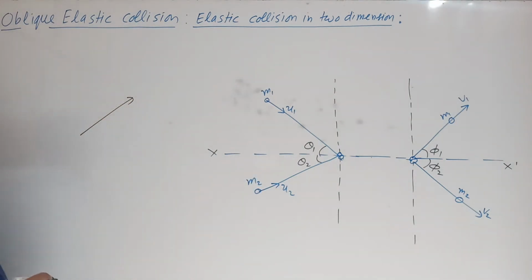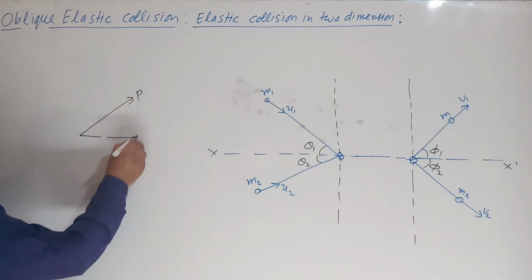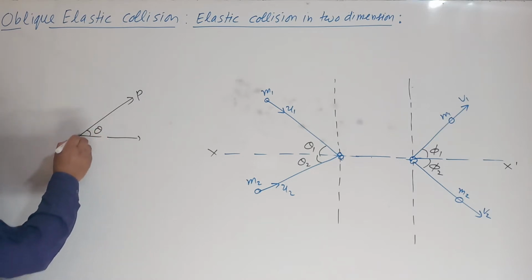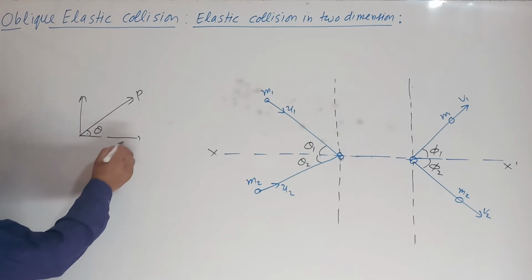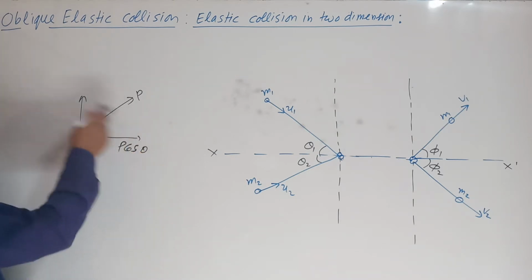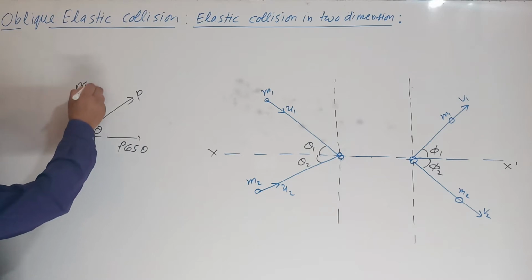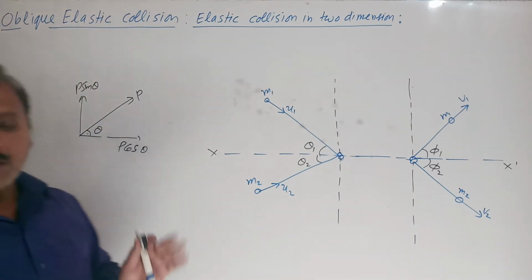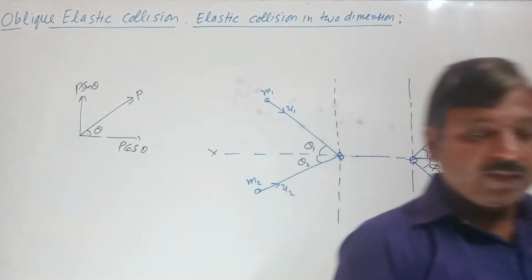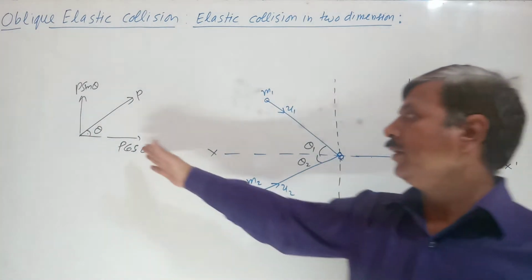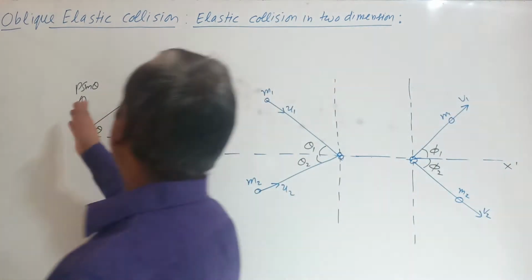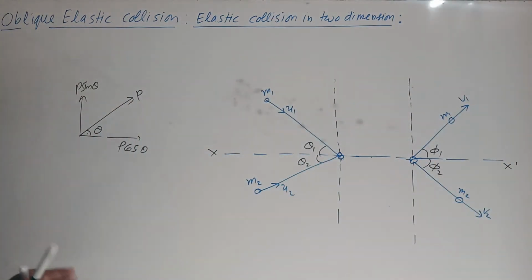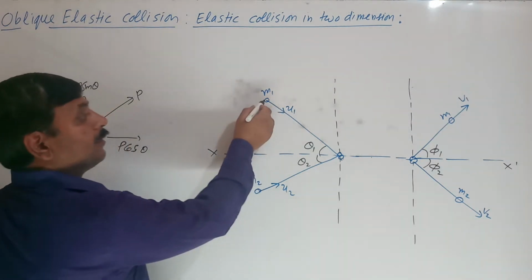So see, what we know: if any vector, suppose momentum p is here and this angle is theta, and you divide it into components, then along theta the component is p cos theta, and perpendicular to that the component is p sin theta. These are the rectangular components of a vector quantity.